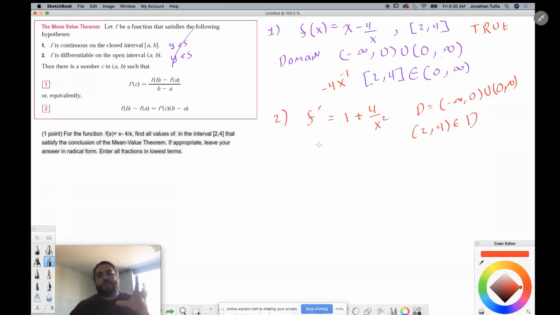A lot of times these questions pop up on the test because they want to see if you're paying attention. They're not going to just ask you to do the computation like you are in this problem.